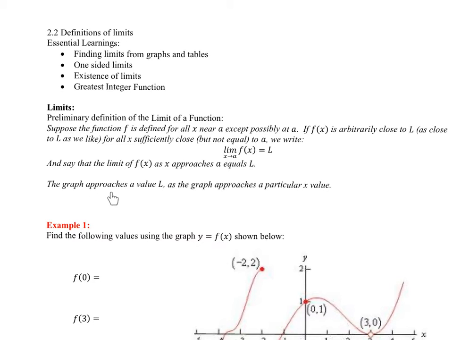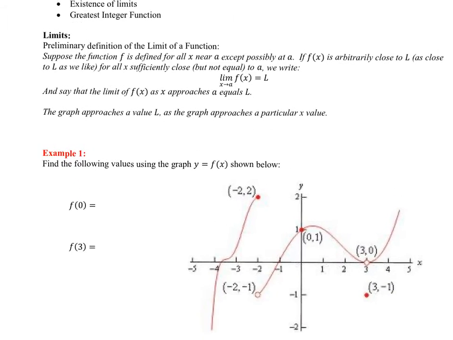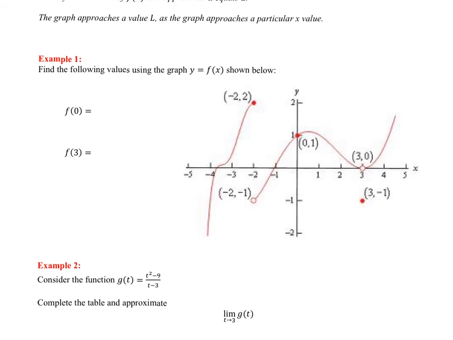We say that the limit of f of x as x approaches a equals L, as we just said. This just means that the graph approaches a value L as the graph approaches a particular x value. So L is just a y value, an output, where a is an x value. We'll explain here as we go. That's just the preliminary definition.